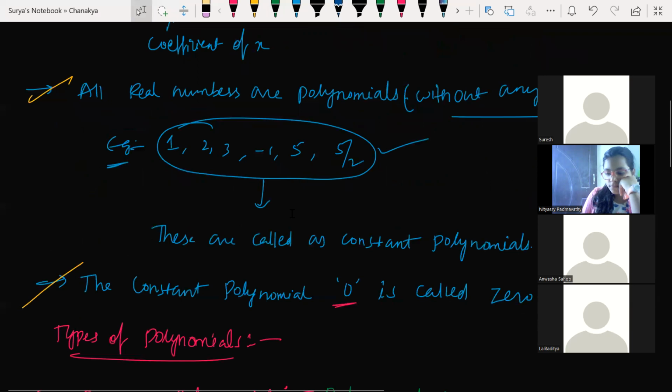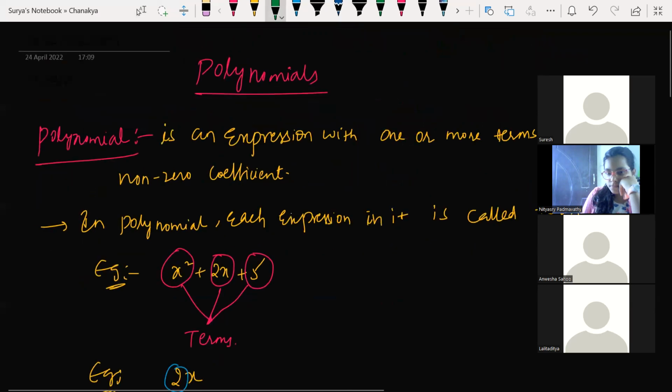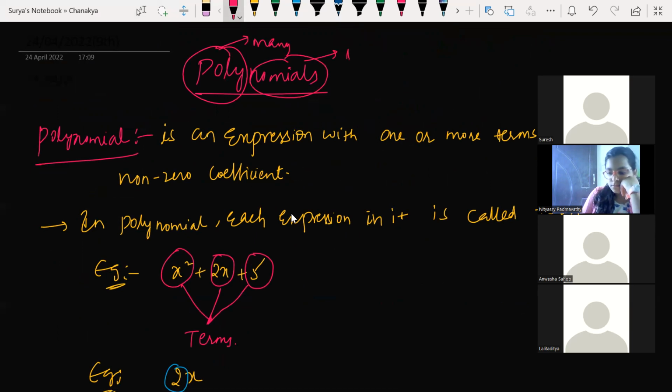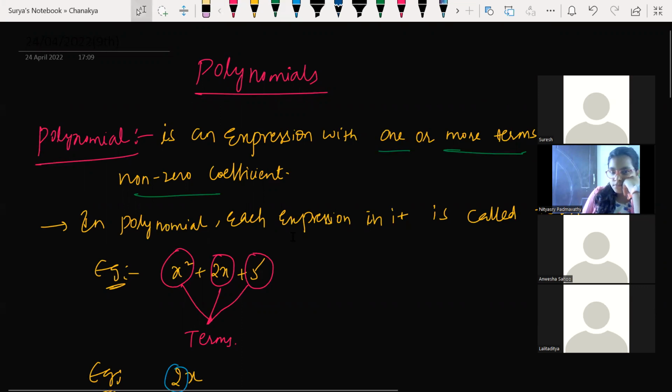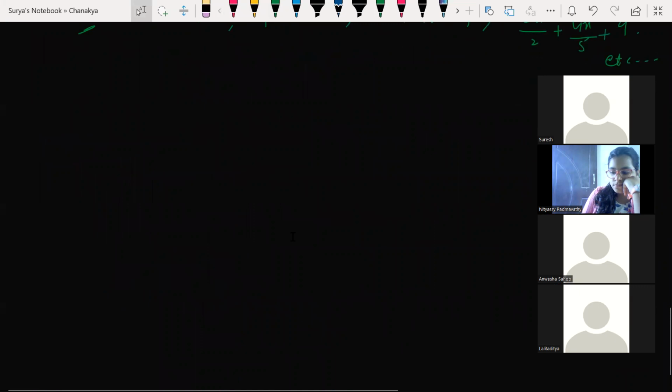Basically, polynomial is nothing but, beta, poly means many. Nomial means terms. The lesson name is what? Many terms. So look at an expression, one or more terms with a non-zero coefficient is a polynomial. Poly means many, nomial means terms. Next we'll go with the next concept called degree of the polynomial.